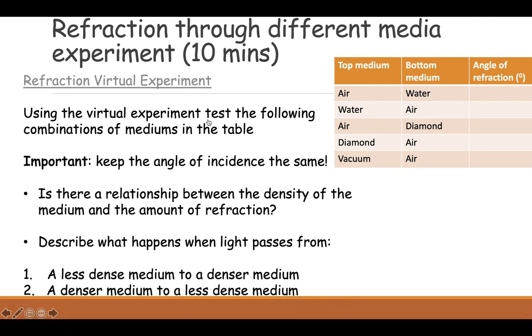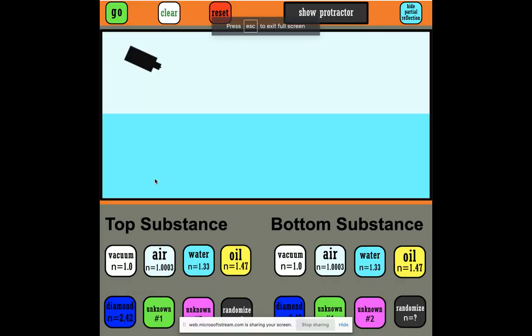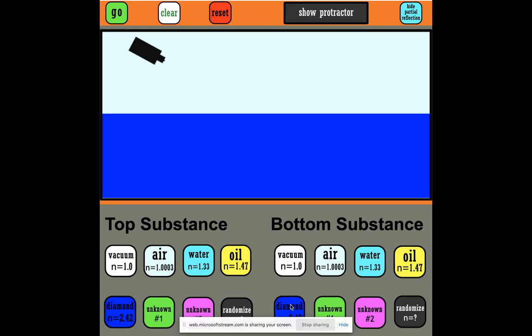So I'll just take you through the experiment again. And what you've got here is your light, and you've got different mediums to choose from. So let's say you choose air here, and then down here, let's choose diamond. And what you'll do is just simply, like last time, measure the angle of incidence.